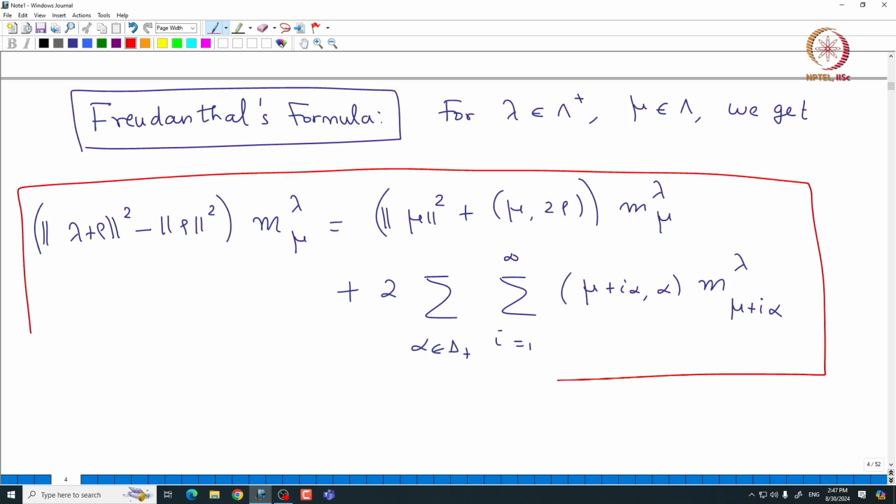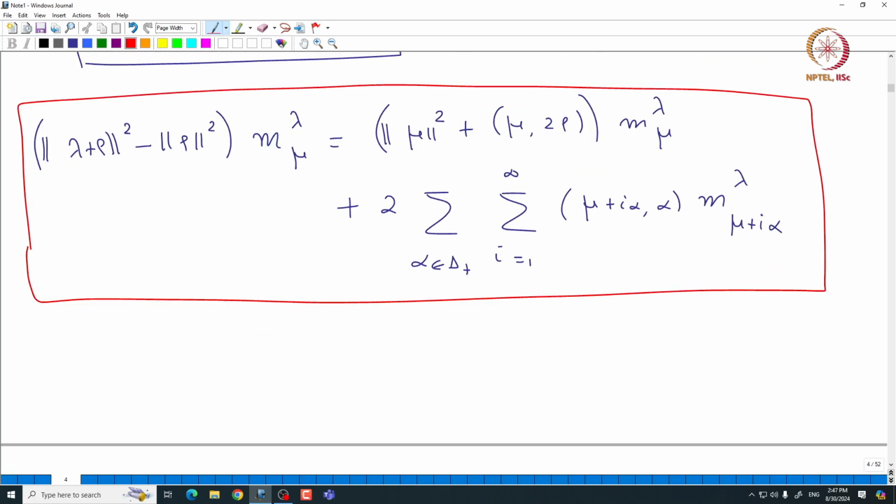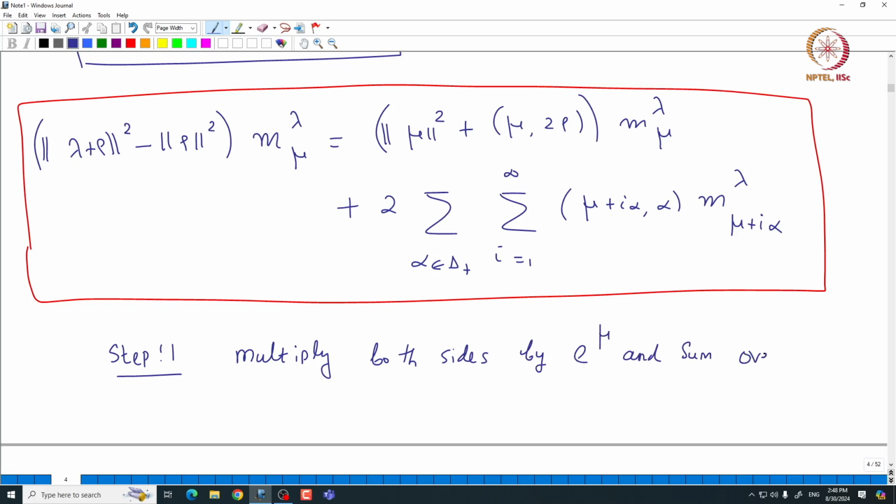Now we will take this formula and massage it and modify it so that we can get the Weyl character formula. For that purpose, the first step is to multiply both sides by e power mu and then sum over all mu in Lambda. Okay, this is step 1. So, step 1 is multiply both sides by e power mu and sum over all mu in capital Lambda.